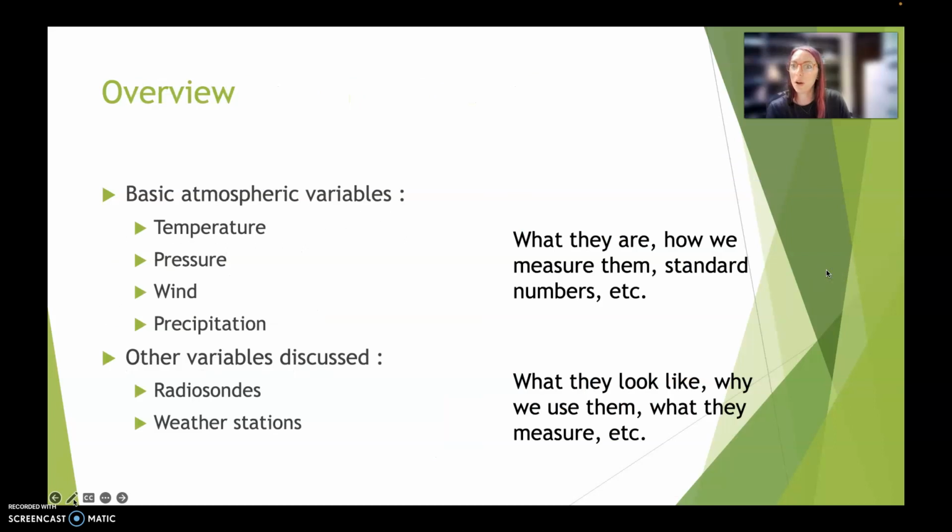So, just an overview of Chapter 1. That's all of Chapter 1. Holy goodness, we made it through. These are the things that we've covered: temperature, pressure, wind, precipitation, and you should know what they are, how we measured them, and some standard numbers that we talked about, especially with pressure. Some other topics that we discussed were radiosondes or soundings, how we measure variables in the upper atmosphere, and also weather stations a little bit, right? What they look like, why we use them, and what they measure, etc.